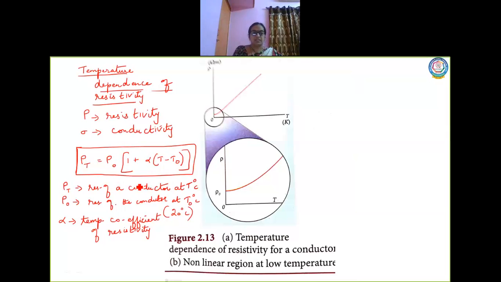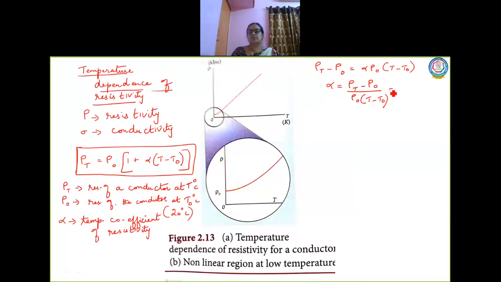Now I can rewrite this equation. How can I rewrite this equation? Rho t minus rho naught equals alpha into rho naught into t minus t naught, or I can also have the value of alpha to be rho t minus rho naught divided by rho naught into t minus t naught.